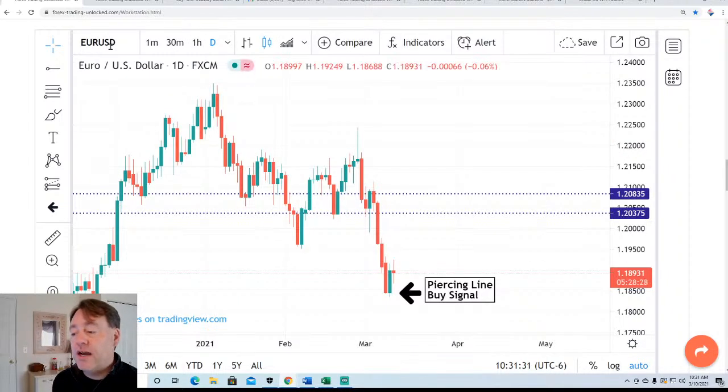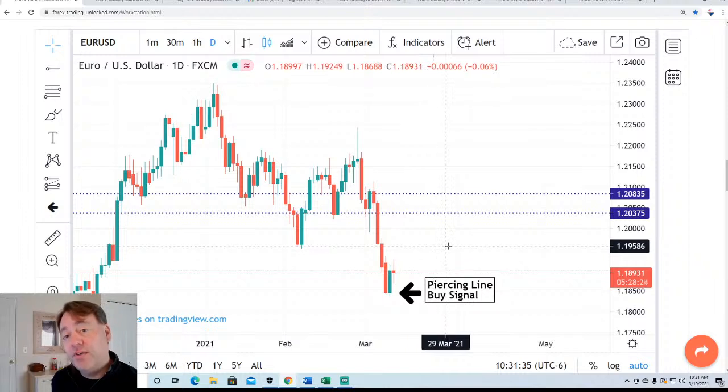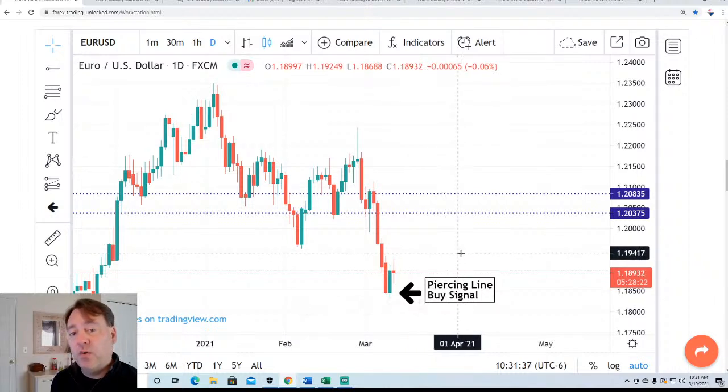Okay, Euro US dollar. Since we've been talking and this market's pulled back a little bit, we have the piercing line buy signal from yesterday. We're going to watch this trade. I would say that, remember, these are counter trend trades, but the dollar right now does look like it's ready to pull back.